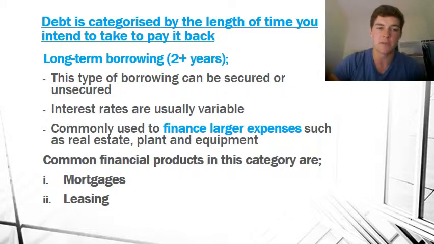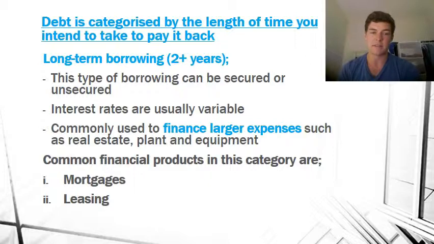So remember, we categorize debt by the length of time you intend to pay it back. I had short-term between 1 to 2 years, and now we have long-term borrowing. This is usually 2 years plus. This type of borrowing can be secured or unsecured, so you can take out a loan using an asset as security, or maybe not. Interest rates are usually variable, so they can change throughout the life of the loan. They're commonly used to finance larger expenses such as real estate, plant and equipment. So businesses, offices, houses, and cars, for example.